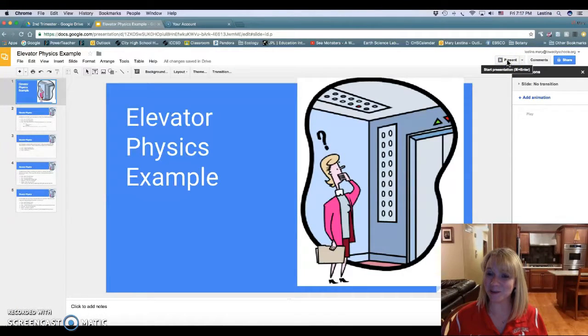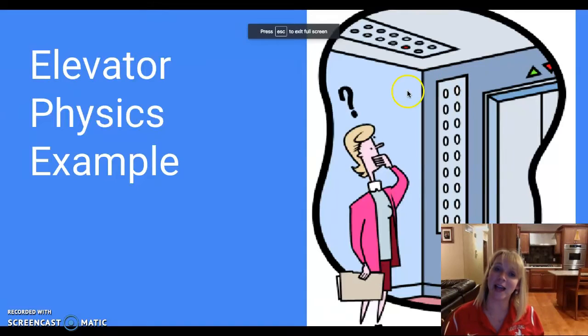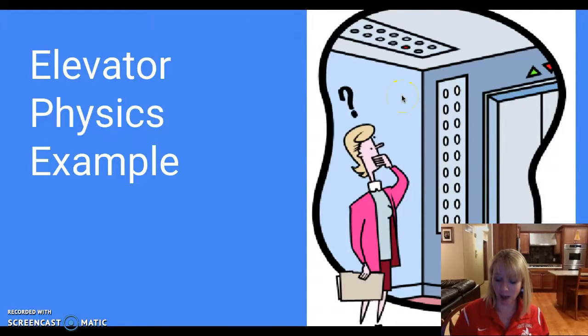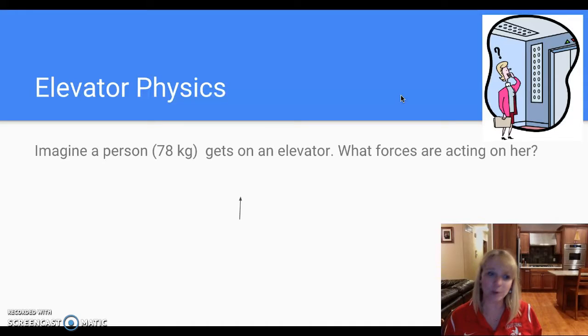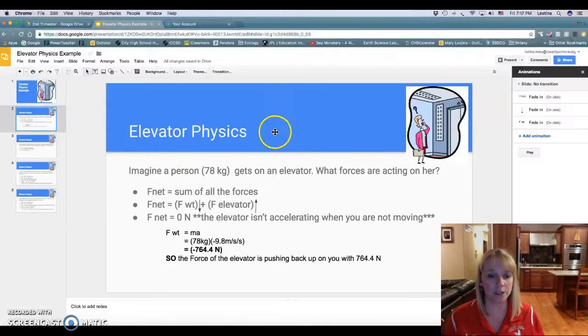Hi, physics gurus. So today we're going to look at an acceleration problem using an elevator. Elevators are great examples of physics, trying to figure out what happens to the force when you're going up in an elevator and when you're going down in an elevator. For this problem, we're going to imagine a person that has a mass of 78 kilograms and gets on an elevator. So what forces are acting on her?